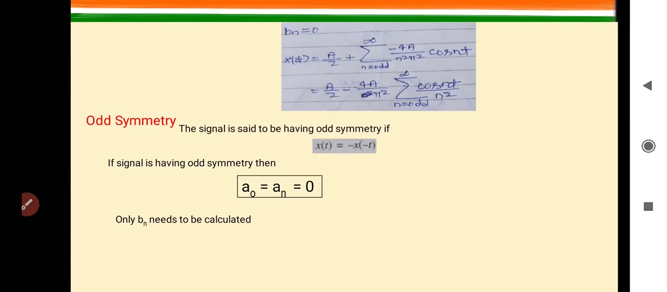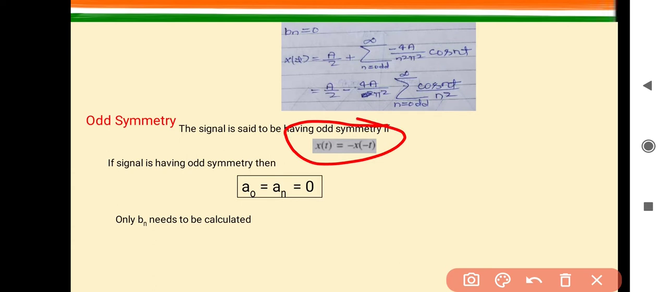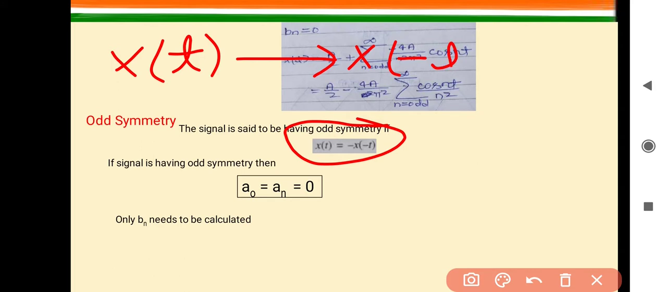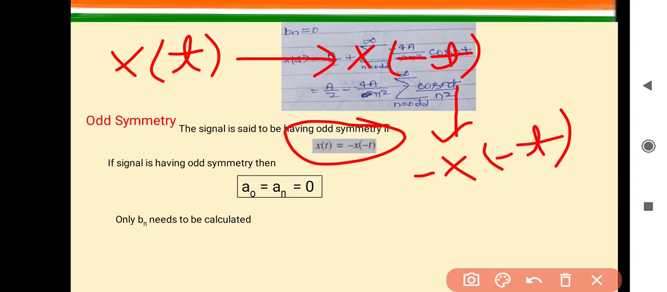To know whether the signal has odd symmetry or not, we have to check for this condition. Means there is a signal x(t), I will take reversal of this signal about the y axis. Means we will plot x of minus t, which is folding of the signal about the y axis, and then we will plot minus x of minus t. Means again we will take a reversal about the x axis.